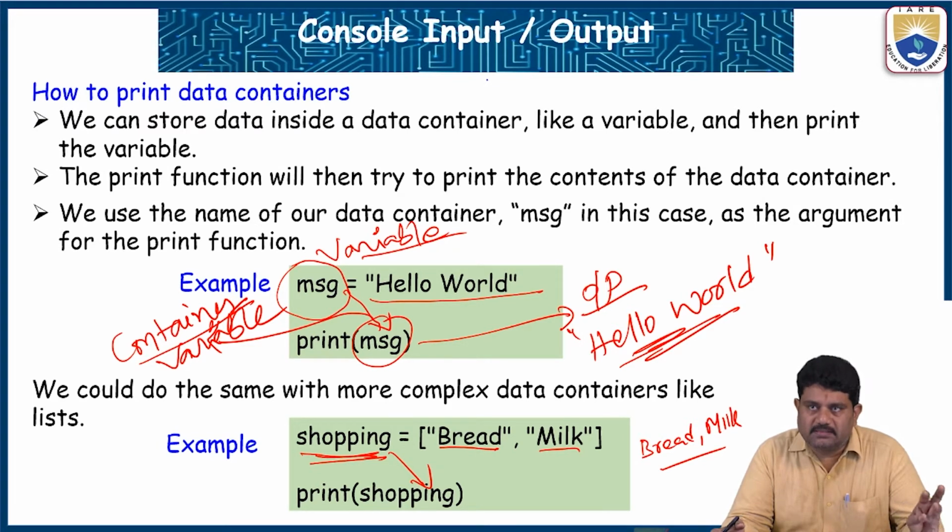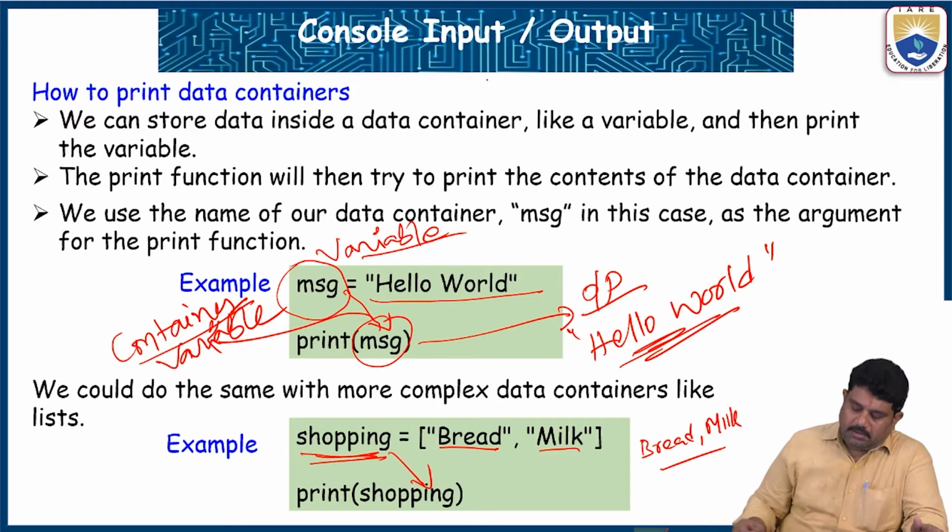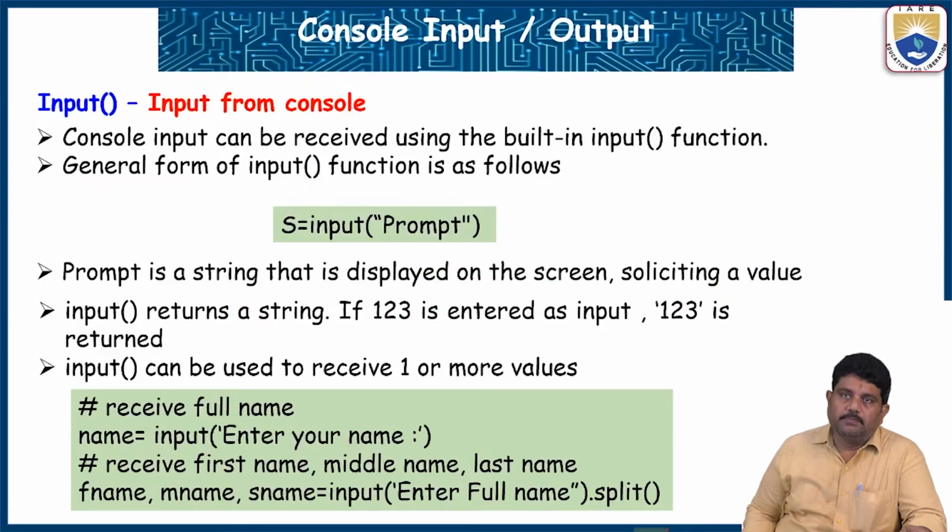The print function can accept strings, integers, and a combination of both strings and integers, that is, a concatenation of both strings and integers, and then data containers, complex containers, simple containers, and it also accepts arithmetic operations directly. So all these things are possible with the print function. Okay. Next, we'll move on to the input.